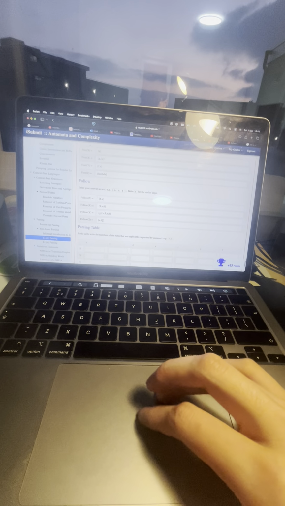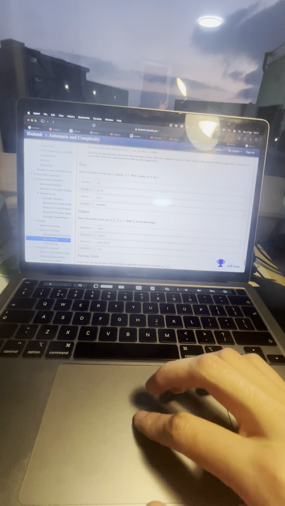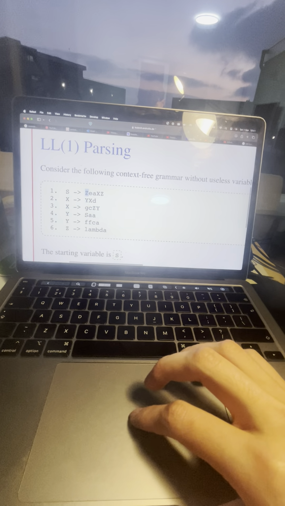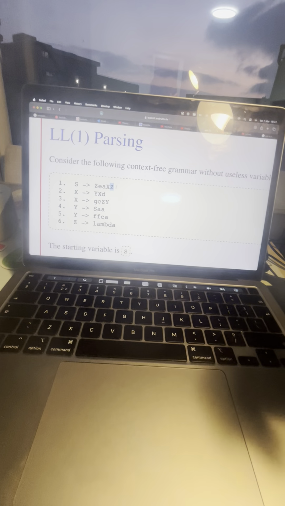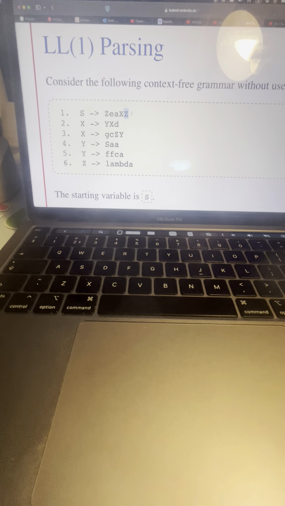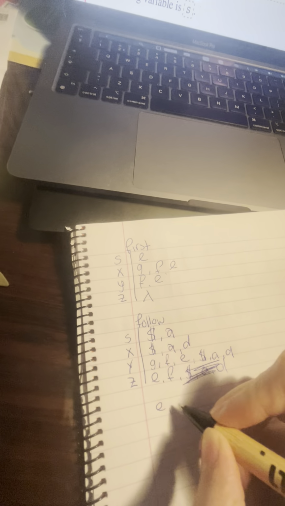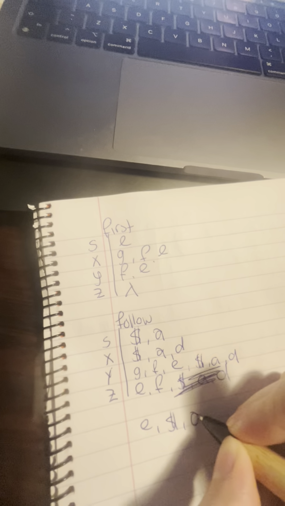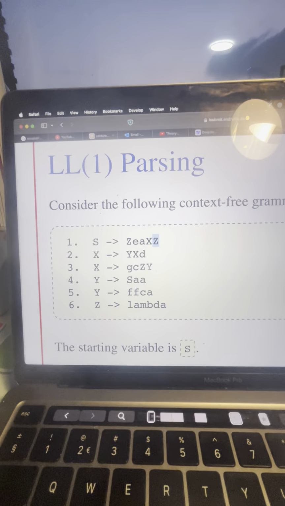Follow of Z seems wrong. Damn, I made a lot of mistakes. Okay, follow of Z. So we see what's going on. This is the first Z. This is the second Z, so we have to take the follow of C, and the follow of S, because we have a double Z, I didn't look at it.